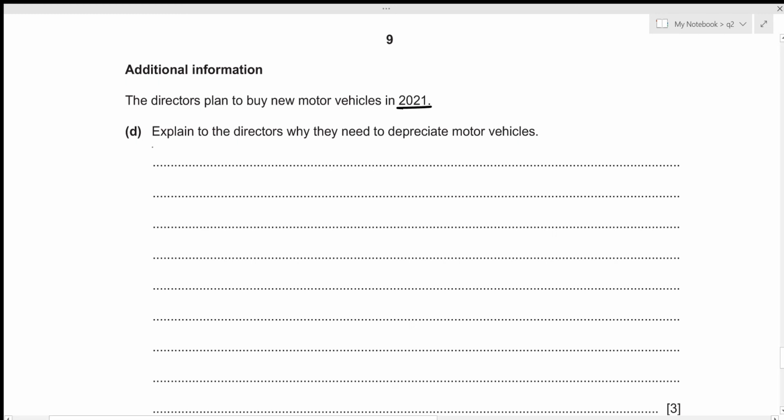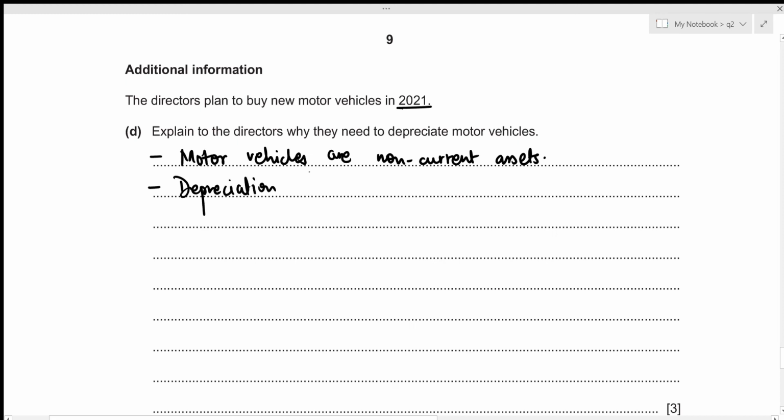So let's write this down. So the first one was that motor vehicles are non-current assets, and we need to charge depreciation to our non-current assets. And the second reason was because depreciation recognizes the loss of value of non-current assets. So depreciation recognizes the loss of value of non-current asset over its useful life.